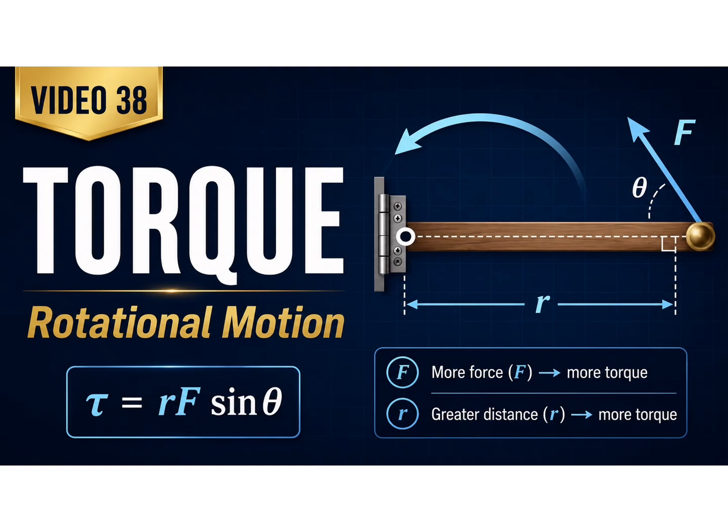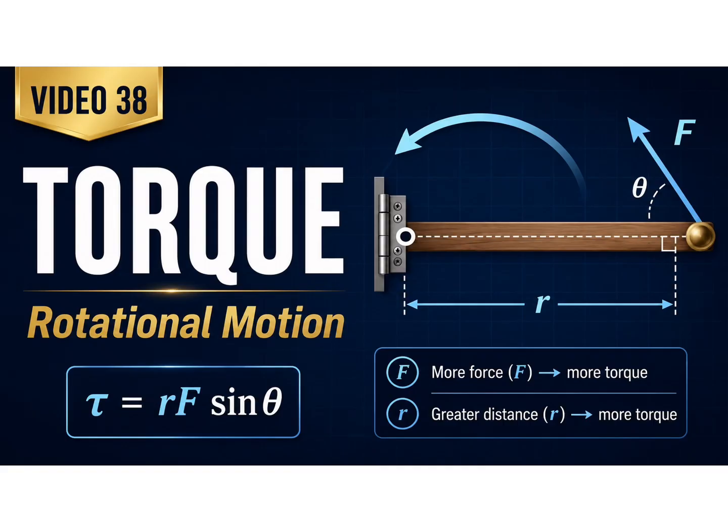Have you ever noticed that a door is easier to open when you push near the doorknob instead of near the hinge? The force may be the same, but the turning effect is very different. That turning effect is called torque. In this video, we will introduce torque and connect it to rotational motion.